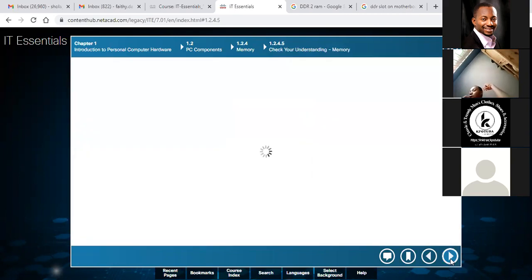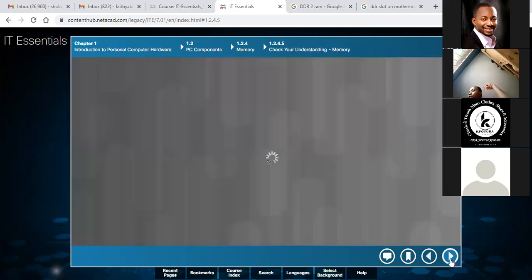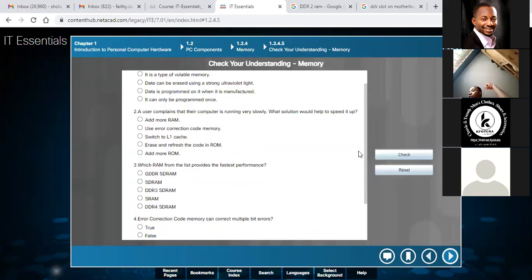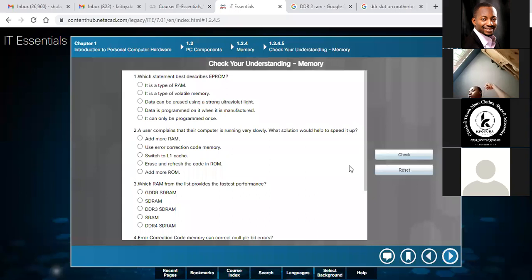So we move on if there's no question. So we're going to check if you really understand what we've just done. We're going to do it the same way: Group A, Group B, and Group C. So let's check our understanding. As we all said, we understand. All right, so let's move on.